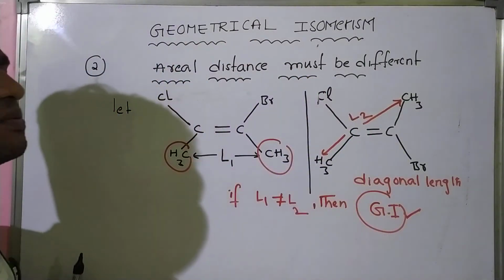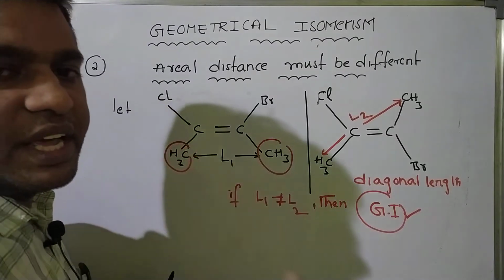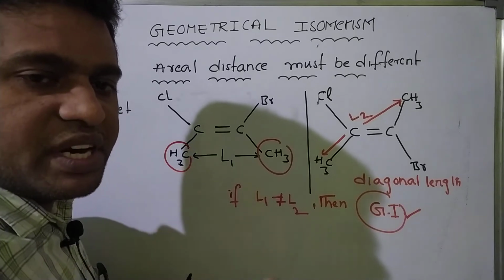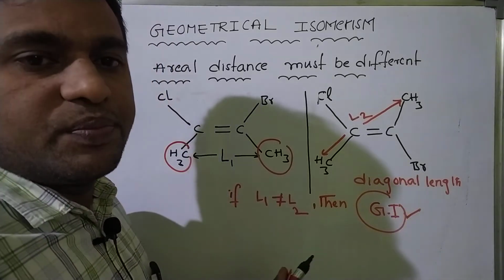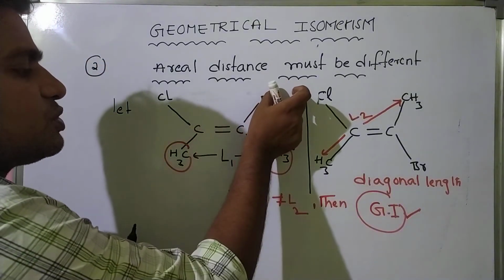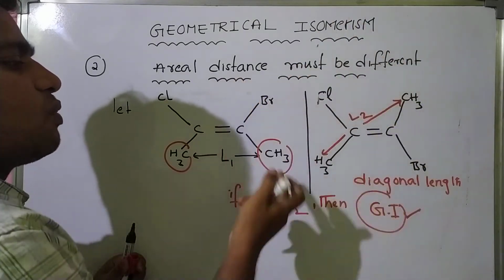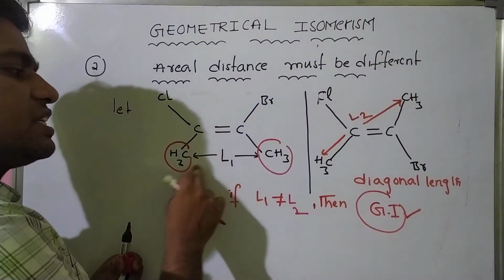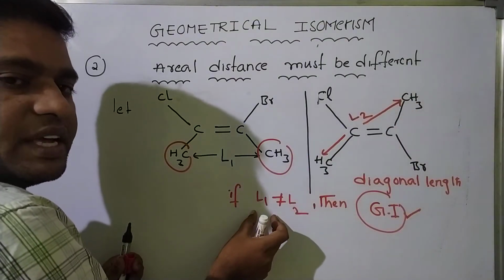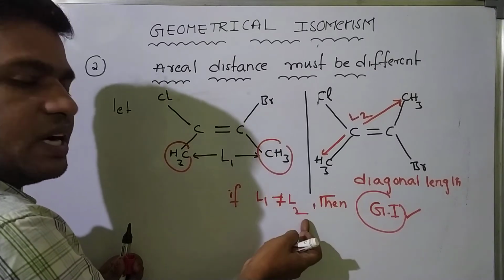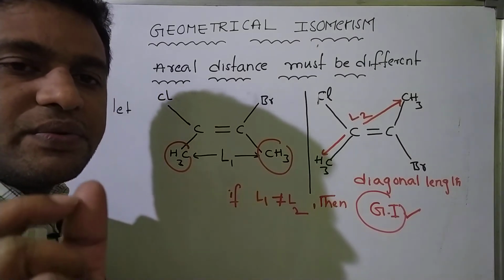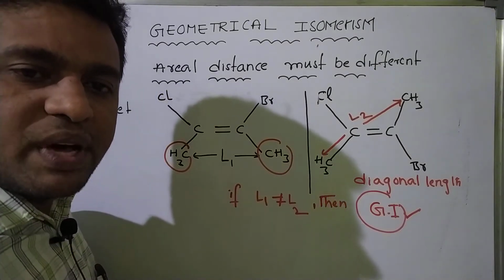So these are very, very important conditions. The first condition is the restricted sites must have different atoms or different groups. That is the first condition for geometrical isomerism. The second condition is the areal distance must be different. What is called areal distance? This distance and the diagonal distance, diagonal length, must not be equal. Understanding? L1 not equal to L2. Then that given organic compound definitely will give geometrical isomers.